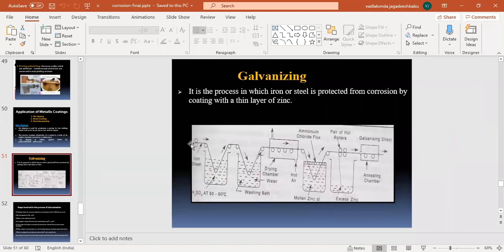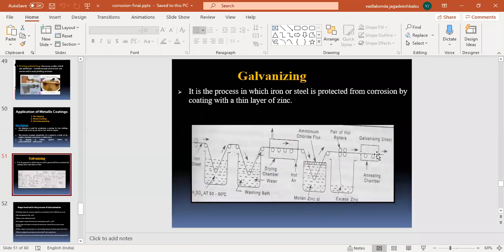The iron sheet or steel sheet, first it will be cleaned so that the rust particles or scale particles on the sheet will be removed when it is dipped in the acid pickling bath. The first container is the acid pickling bath, which has dilute sulfuric acid at a temperature of 60 to 90 degrees centigrade.